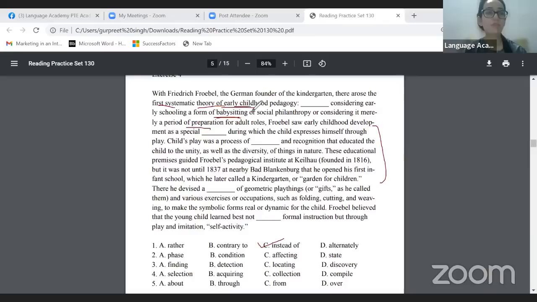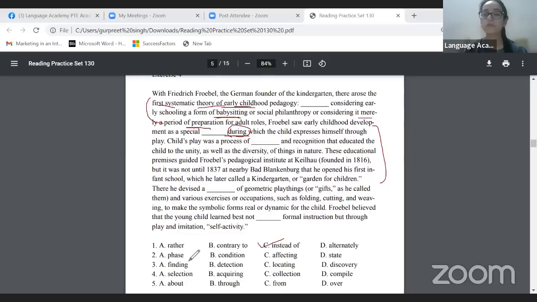So instead of just babysitting, or instead of just a period of, see, they have used the word merely. Merely means just a period of preparation for adult roles. Froebel saw early childhood development as a special dash during which the child expresses himself through play. So he said, this is not like this. It's just not babysitting. It's just not preparation for adult roles. It is a very special dash. During which, "during" is always used when you have a time period, because during shows something that should happen in continuity. And when we look at the options, special phase, phase is a time period, a period of time.